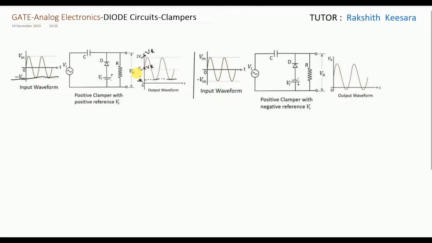If you observe this circuit, here the diode is pointing upwards but the reference voltage is negative. So we should draw the waveform above this negative reference voltage. See, this is minus VR. So we are drawing it above this reference voltage, minus VR.